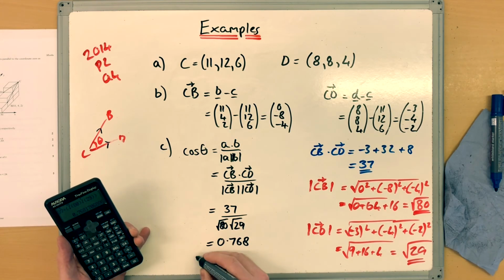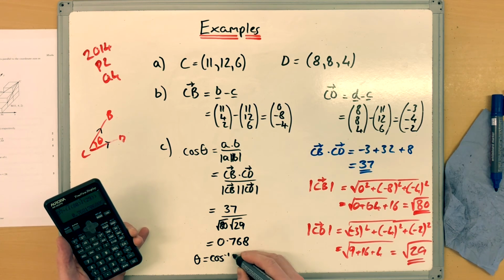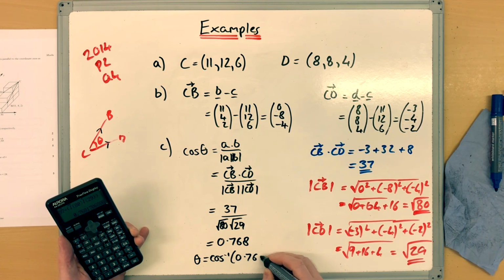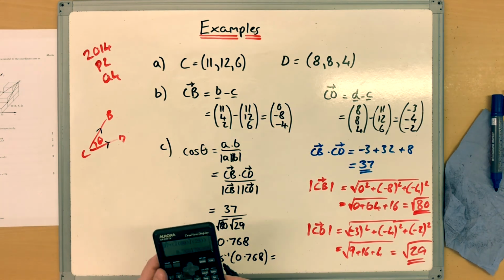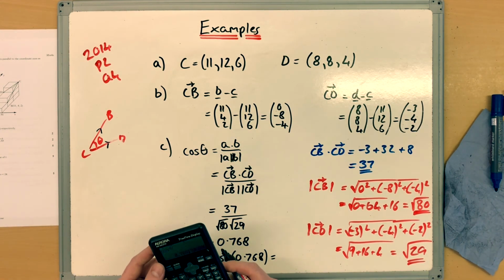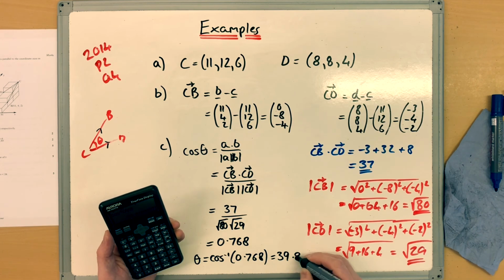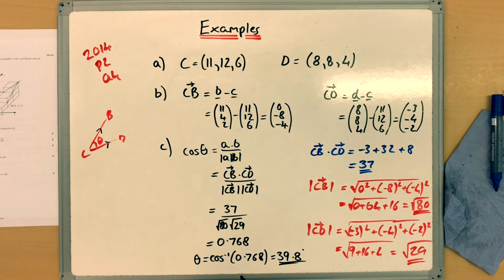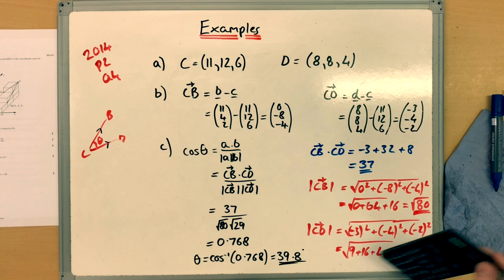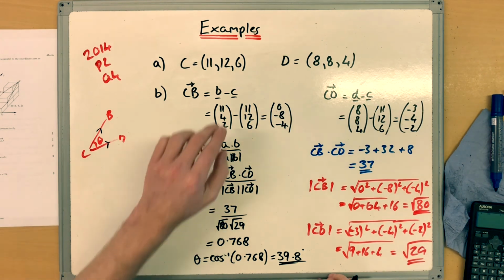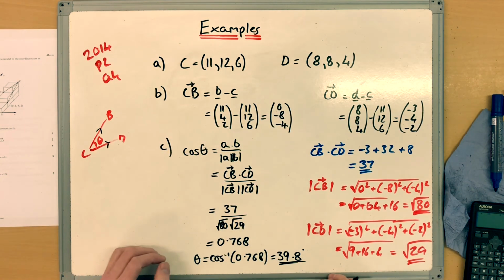So I know what cos theta is. So theta is going to be the inverse cosine of 0.768. Pop it in my calculator. And I get an answer of 39.8 degrees. Lots and lots of marks in there, but are only made possible because I knew what these were. So make them up if you're not sure.